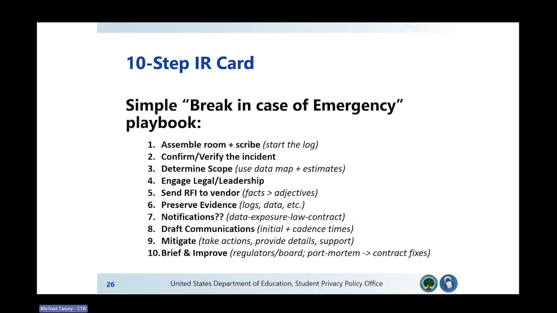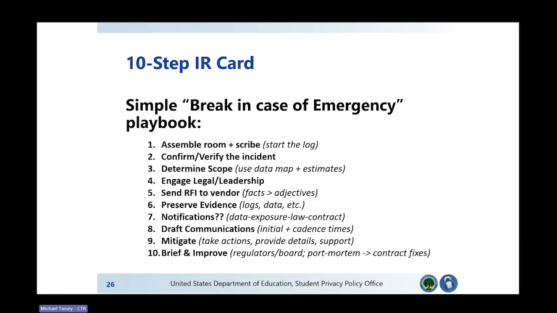Engage with your leadership and your counsel. Stand up your privilege lane, confirm insurance notice windows, right? So you can get them involved within that window, and make sure that you have a good understanding of, hey, do they require us to hire certain vendors for our technical incident response or PR team or whatever the case may be.